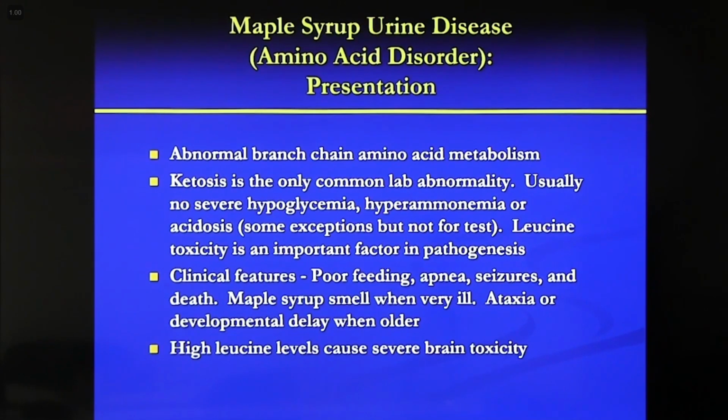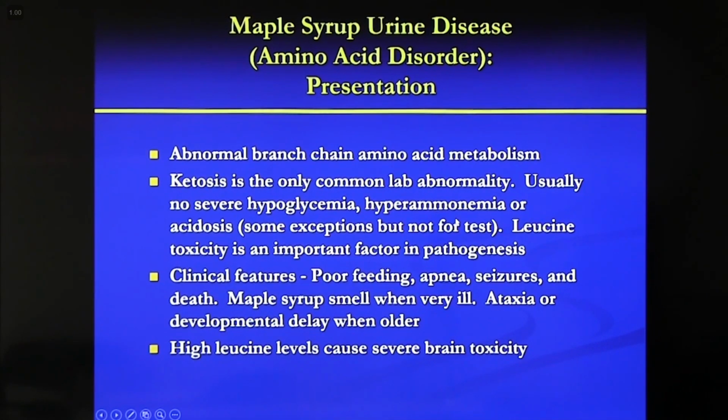Maple syrup urine disease. This is a classic disorder that is differentiated by the smell. Well, the problem is if you wait till that time, the patient's usually in a coma, which is why this is also on the newborn screen. This is something that doesn't usually cause severe hypoglycemia. It can cause hyperammonemia, but a lot of times it doesn't. And it doesn't usually cause acidosis. The only thing it can cause is ketosis. So that's why it slips through some of the workup. Remember, people say, their glucose is normal or ammonia is normal. They're not acidotic, therefore they don't have an inborn error.